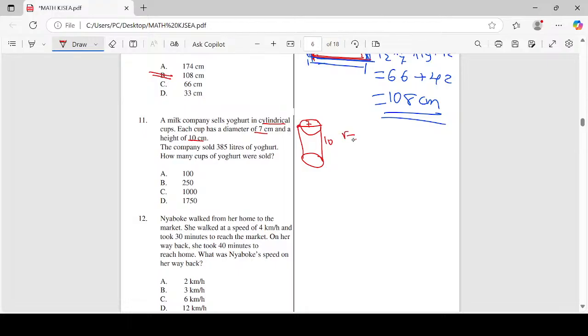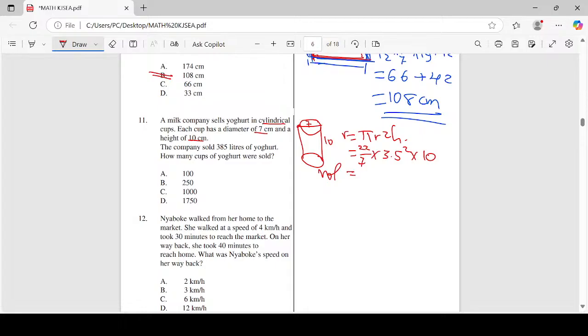The volume of a cylinder is given, learners, by pi r squared h. Let's compute that volume first. With that calculation, you are going to get the volume. Pi is 22 over 7 times the radius. If the diameter is 7, the radius is half of the diameter, so 7 divided by 2, you are going to get the radius as 3.5, squared, times the height, which is 10.